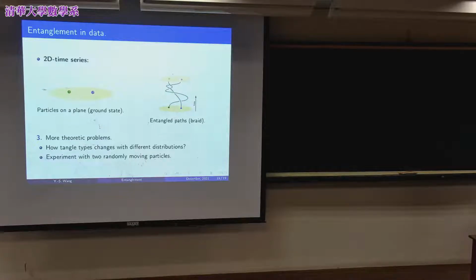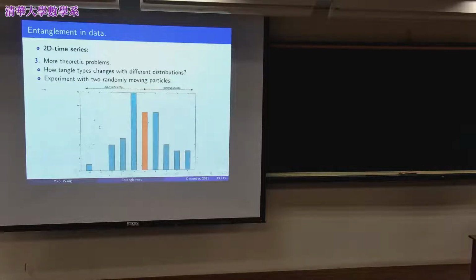And I just did a very simple experiment with two randomly moving particles, just to show you how likely they are to get entangled when the distribution is random. Okay, that's the statistic that I got. I just did a 50-times test. I ran the computer 50 times for two randomly moving particles.